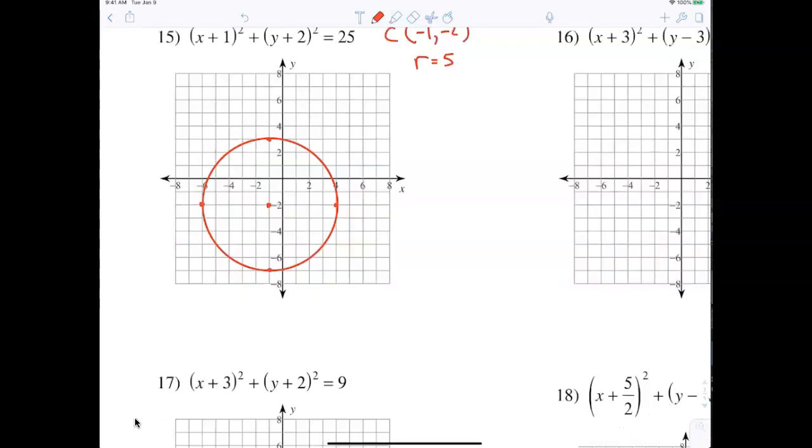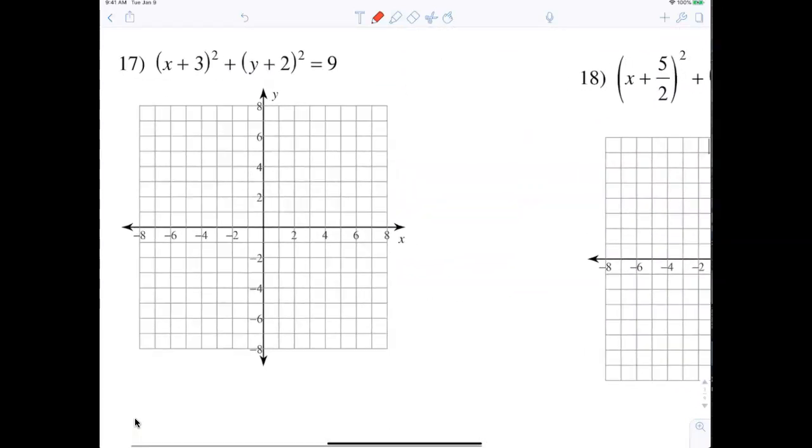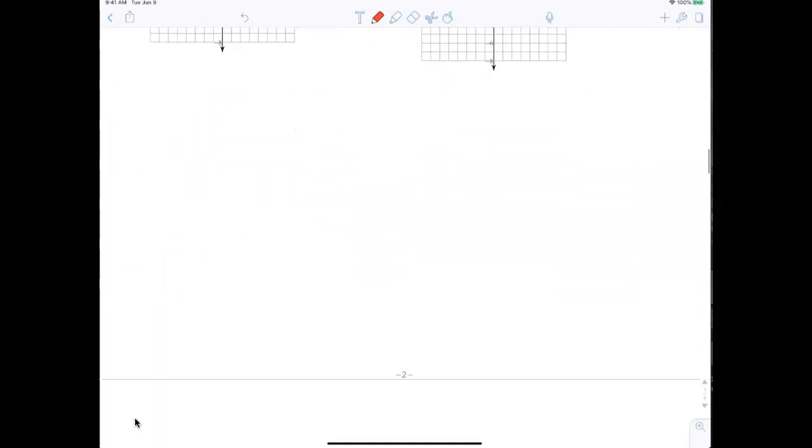All right, so here we go again. Some more practice here on 17. Center of the circle is what? -3, -2 with a radius of 3. So -3, -2. That's not bad, right? All right, let's see if there's anything else.